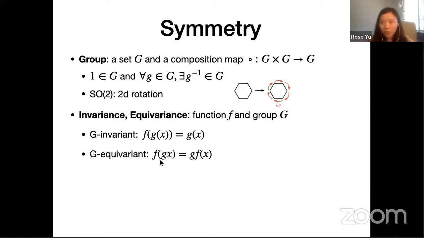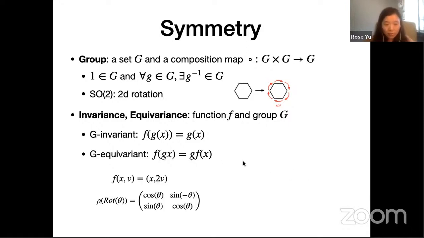So we can basically alternate the orders of f and g. So f of g of x will equal g of f. Let's look at a simple example. Let's say this function is a velocity field over the space x. So f of x, with a v, when we scale it up, represents a function that scales the magnitude of the velocity field by 2.